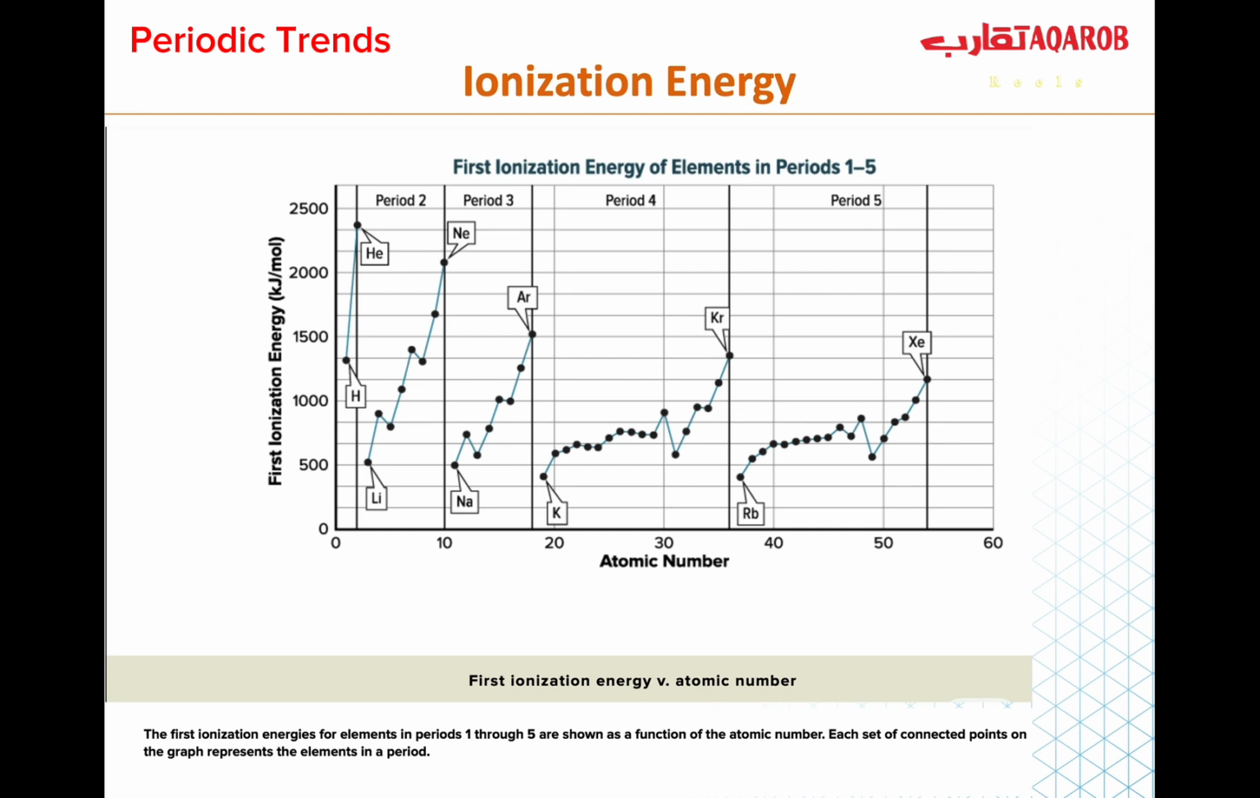The first ionization energies for elements in periods 1 through 5 are shown as a function of the atomic number. Each set of connected points on the graph represents the elements in a period. Okay, so these are the elements in the same period. For example, H and He are in the same period. Li and Ne are in the same period. Na and Ar are in the same period.